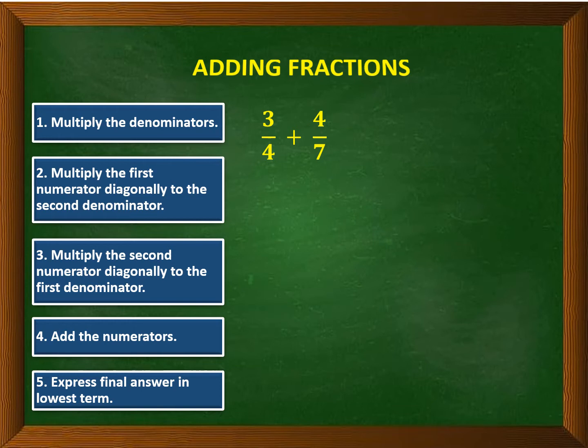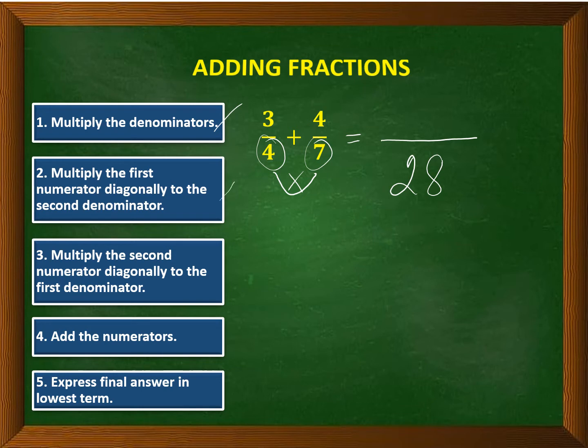Let's take a look at our second example. We have 3/4 plus 4/7. We will apply the same steps. So first is to multiply the denominators. We have 4 and 7. 4 times 7 will give us 28. That will be our denominator.